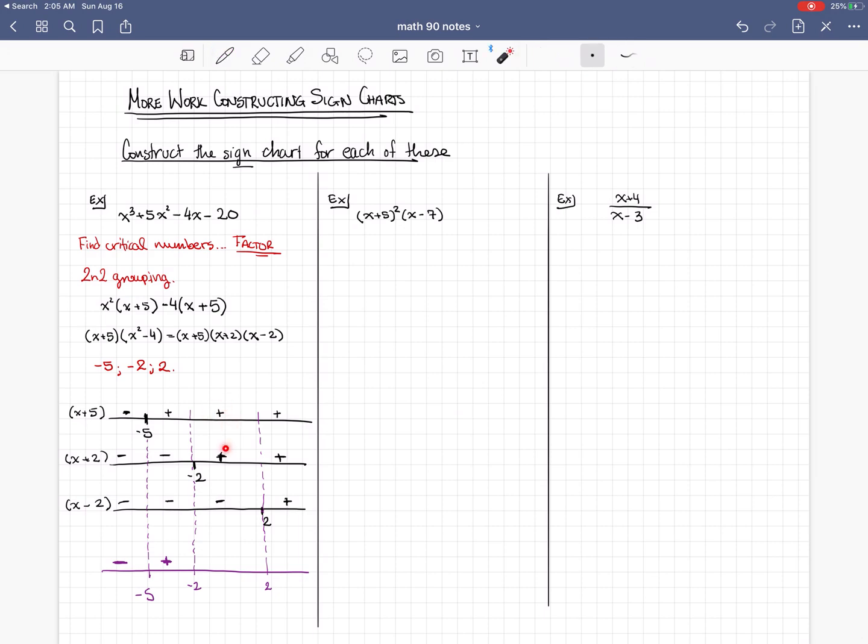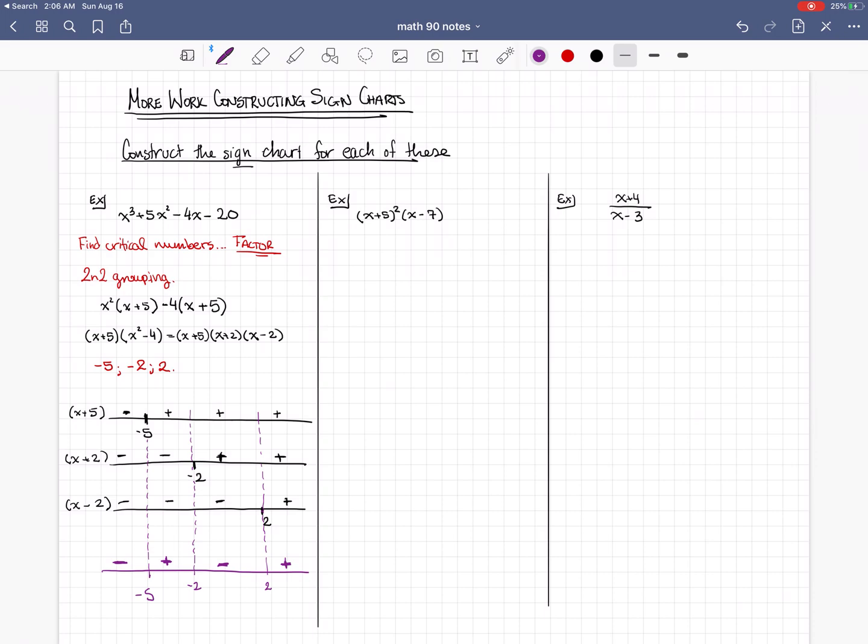Next region, 2 positives and a negative. That multiplies to a negative. Last region, 3 positives. They multiply to a positive. So there is my sign chart in purple. Let's move on to our next example.